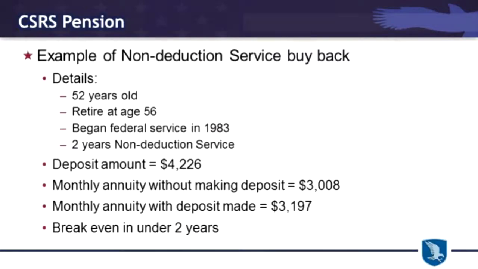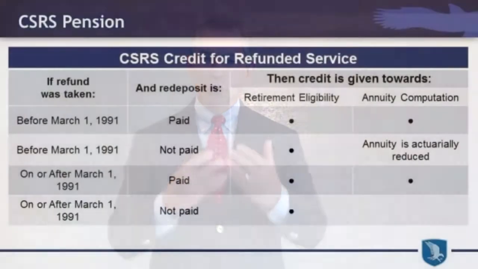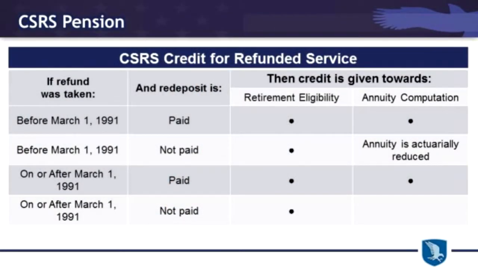A second service issue is refunded service. This is time that you worked for the federal government, you left, and you took your retirement funds with you. You later, however, returned to federal service. If the refund was taken before March 1 of 1991 and not paid back, your annuity is actuarially reduced for the rest of your life.